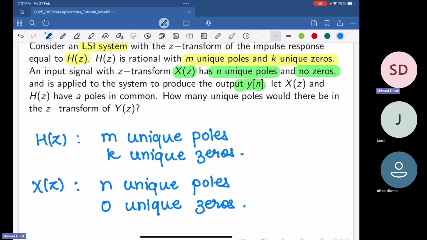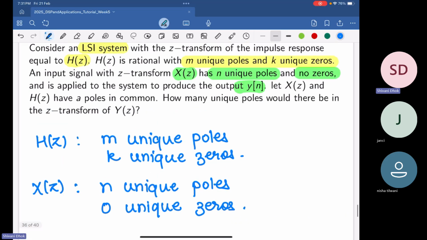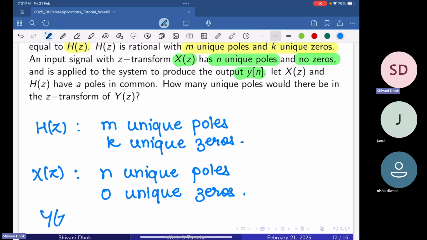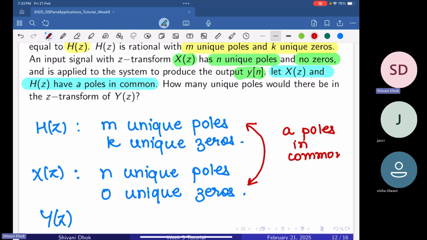Okay, so this we know. Now this gives an output y of n, and let's say Y of z is the Z transform of that output. Another thing that is given to us is that X of z and H of z have a poles in common, or to be precise, a unique poles in common.